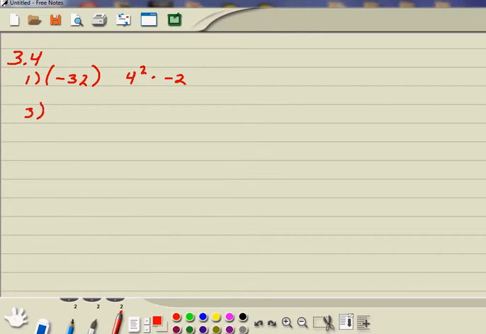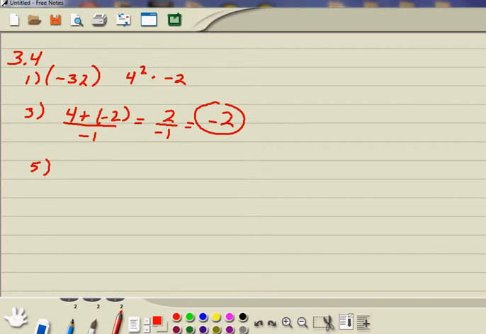Number 3, substitution. I have x plus y, so I have 4 plus a negative 2 on top. Divide by a negative 1. So my answer is a negative 2.